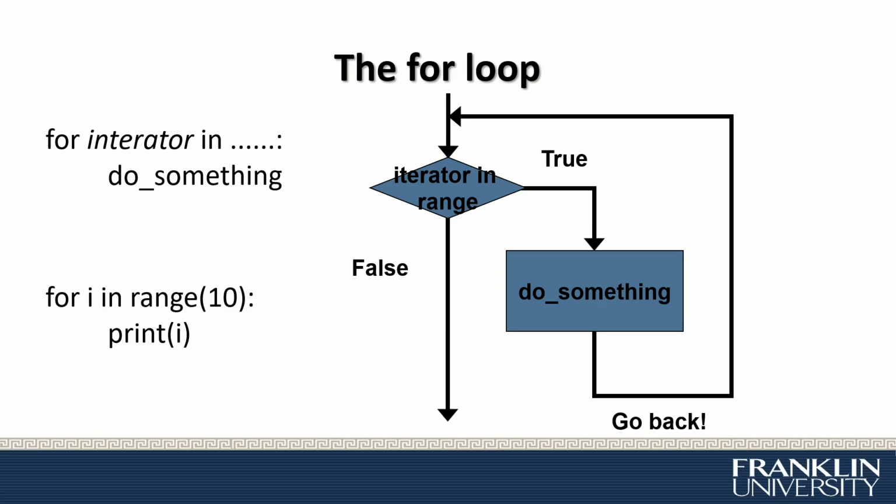In a for loop, for iterator in something, if there's still something left in that container, then do something and go back and check if any more items are left. If not, then you end. For i in range 10, this for loop will print i 10 times. It will print 0 to 9, 10 statements.